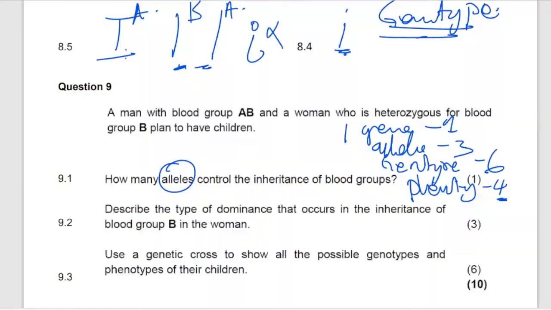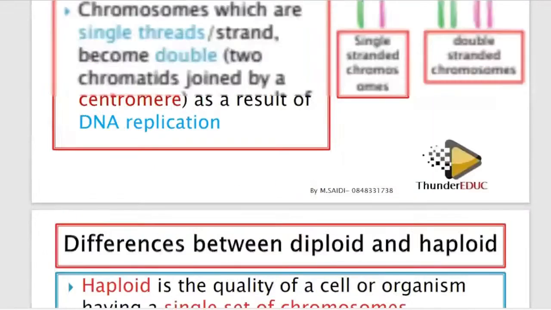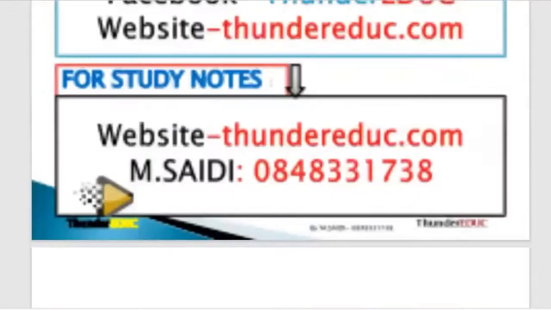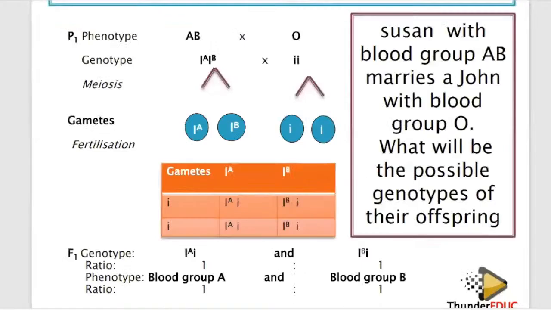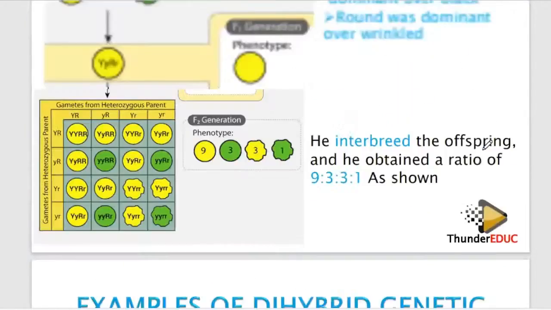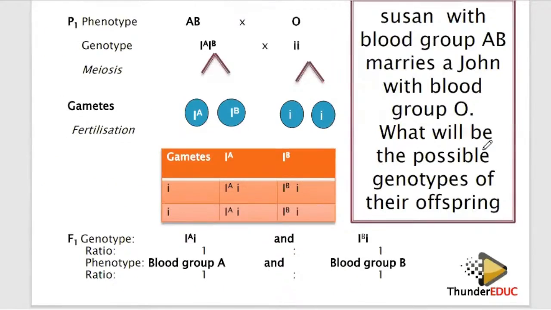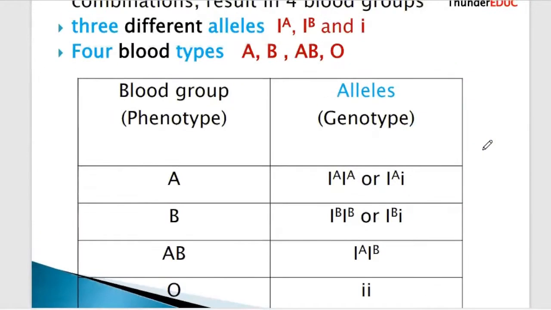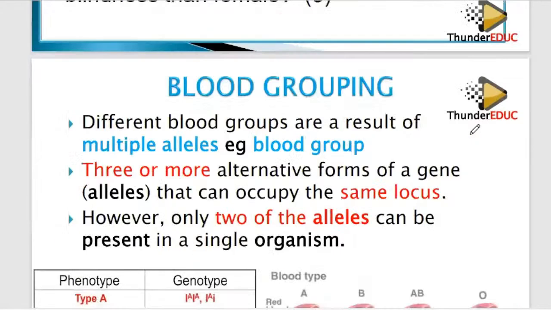Let me show you from the distinction material, because some people might not take it just from me talking. See, here is what I'm saying from the distinction material. Blood groups are a result of multiple alleles, meaning there are more than 2, 3 or more alternative forms of the gene. There are 3.